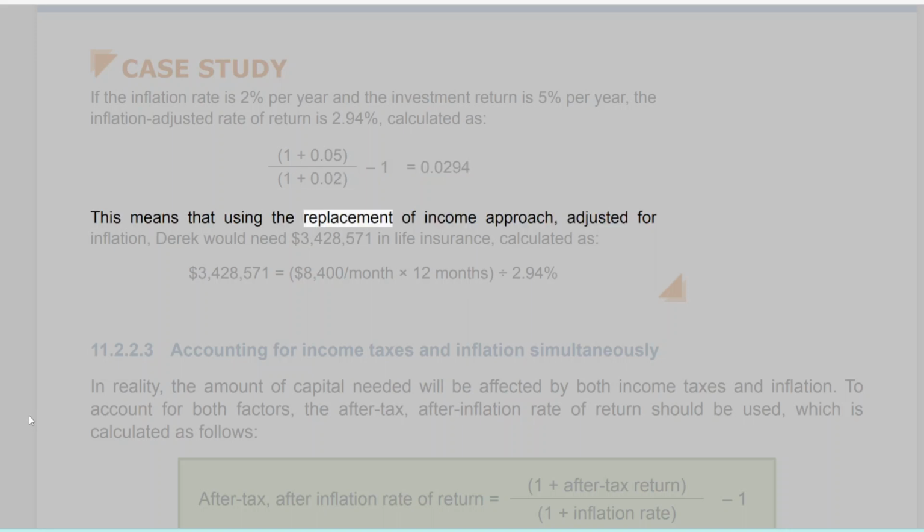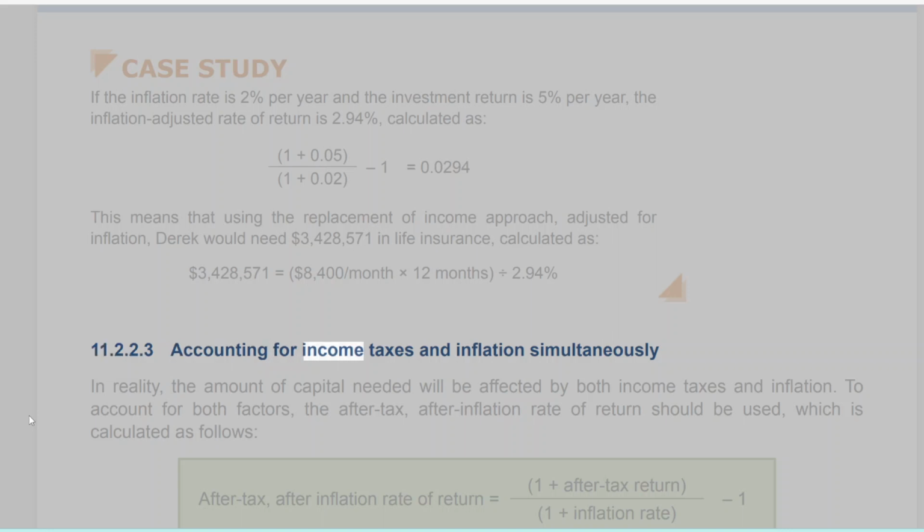This means that using the replacement of income approach, adjusted for inflation, Derek would need $3,428,571 in life insurance, calculated as $3,428,571 equals $8,400 per month times 12 months, divided by 2.94%.